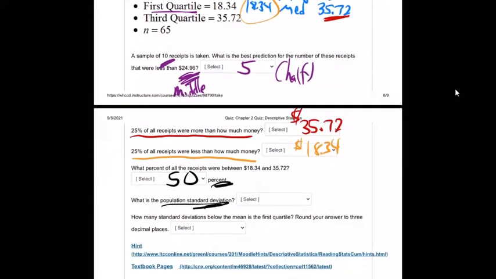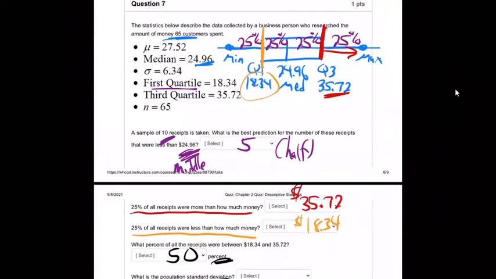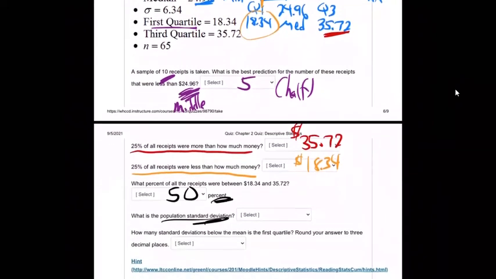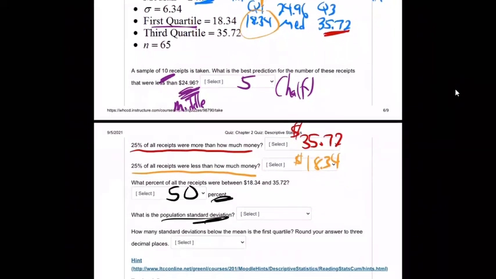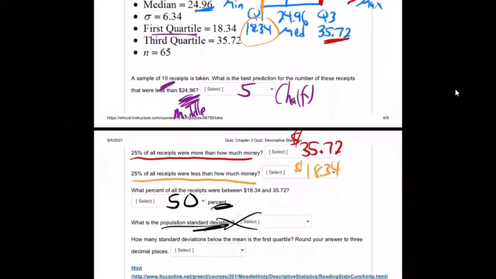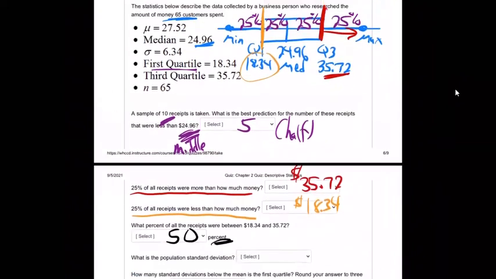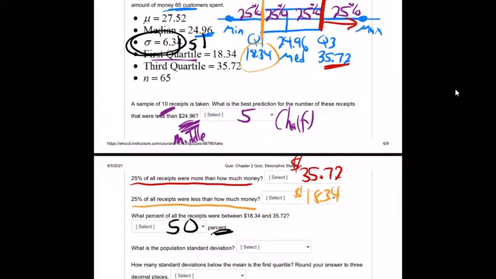What is the population standard deviation? That's S sub X. I'm just going to skip that question. We don't have that, because they didn't give us that. Skip. Oh, yeah, no, they did. I'm sorry. 6.34. It's right here. This right here is SD, standard deviation, 6.34. I didn't see it there. It's another symbol, that weird looking symbol. That's a Greek S for standard deviation. We use a lot of the Greek alphabet in statistics.